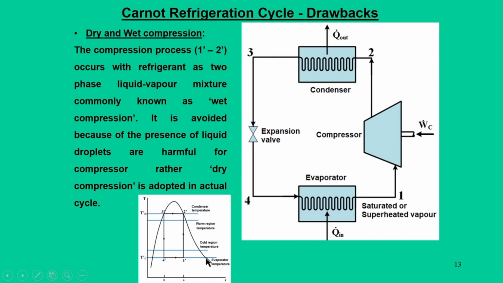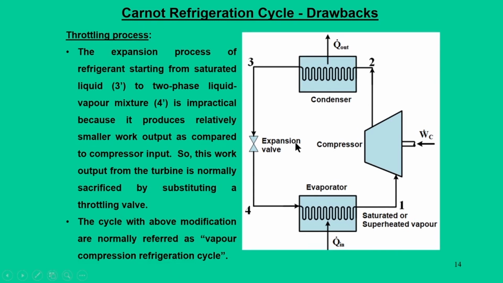Then only can the compressor operate with the refrigerant in dry mode, and that particular situation we call dry compression. So here I have made a distinction between dry and wet compression. The 1 dash 2 dash process occurs in the liquid vapor mixture, commonly known as wet compression, and this should be avoided, because the presence of liquid droplets is harmful for the compressors. So, rather, dry compression is adopted for an actual cycle.